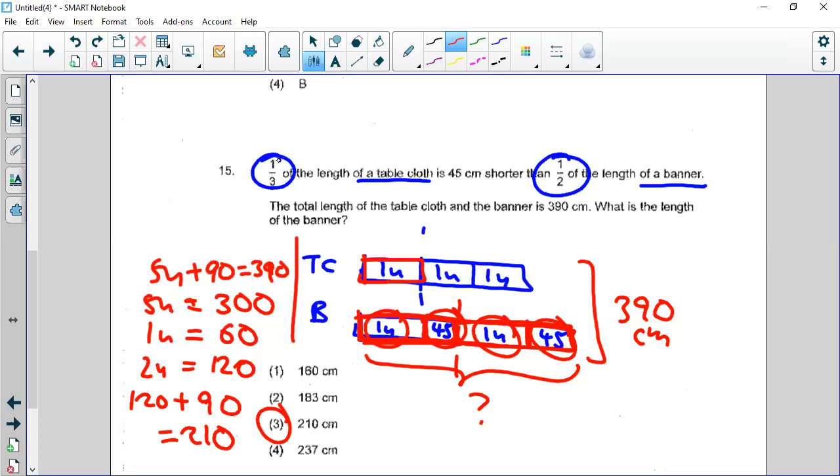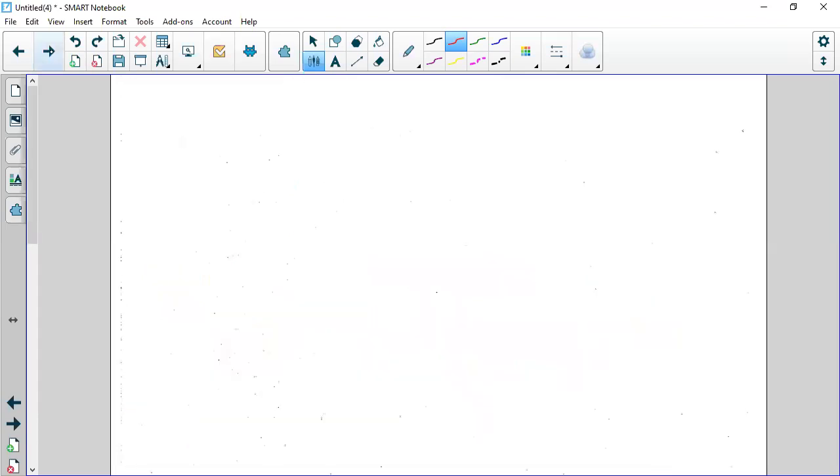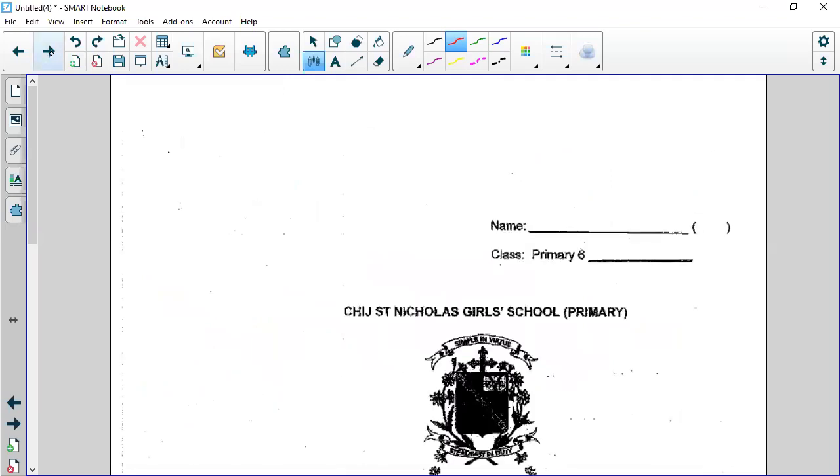Okay, let's go to booklet B. Now booklet B, be very prepared. Be mentally prepared. You have algebra together with your 4 operations.